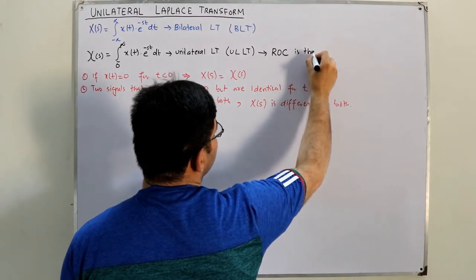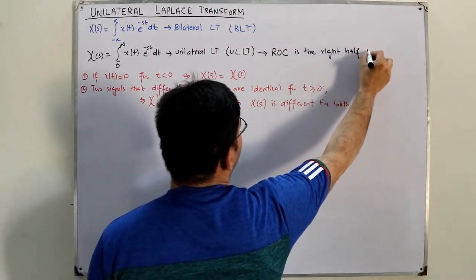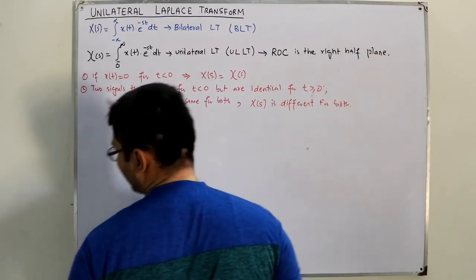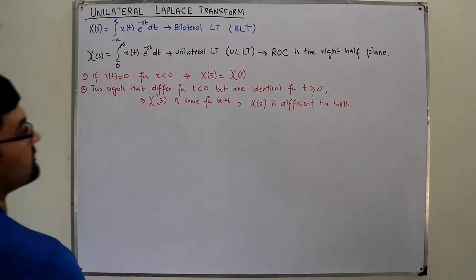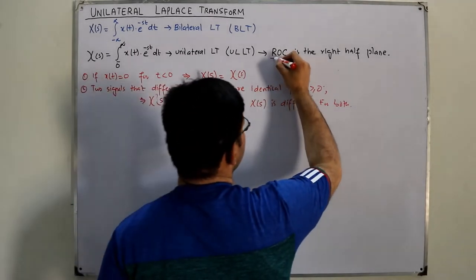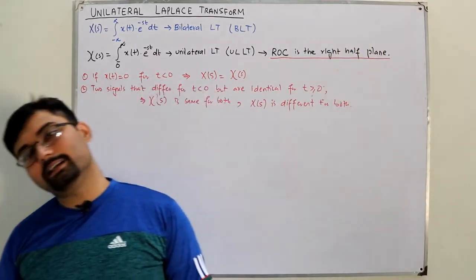So the ROC is the right half plane always for a unilateral Laplace transform. And this is a very, very important point again. Is that clear till here?